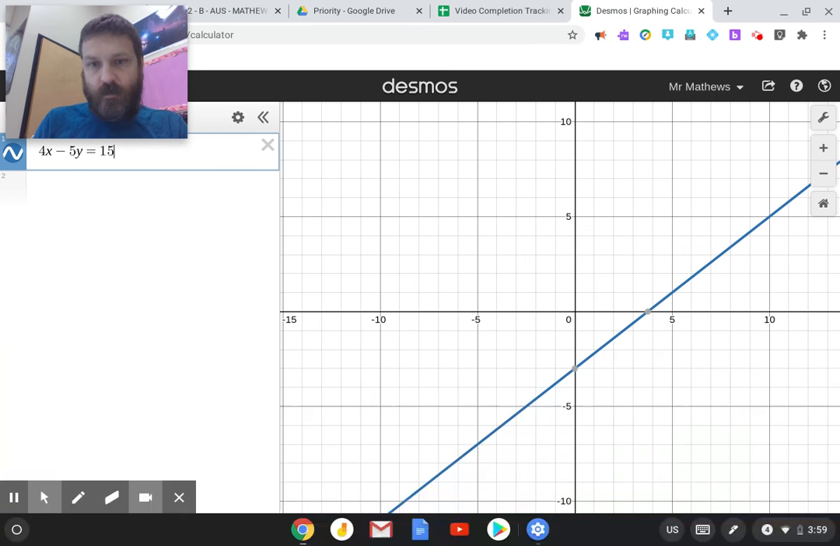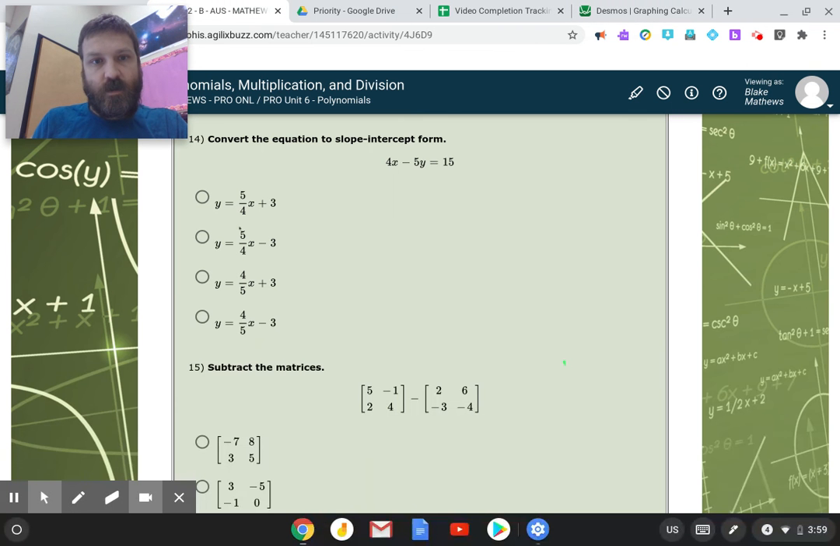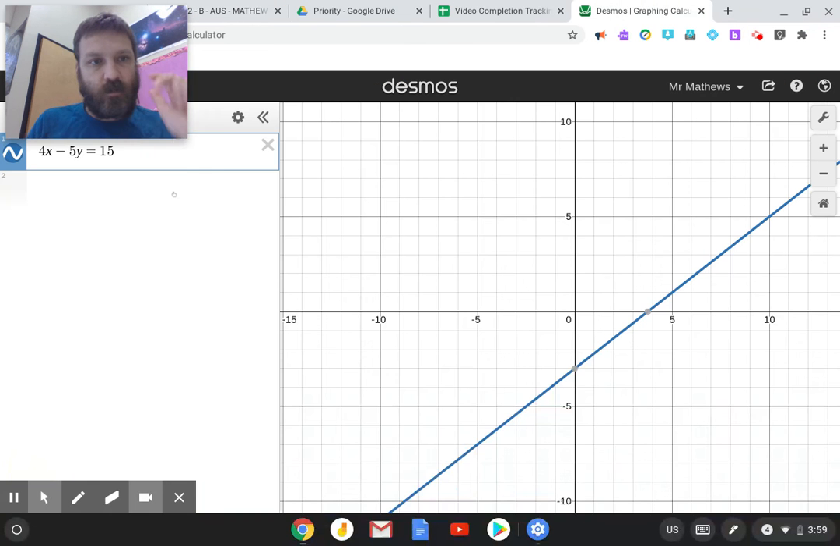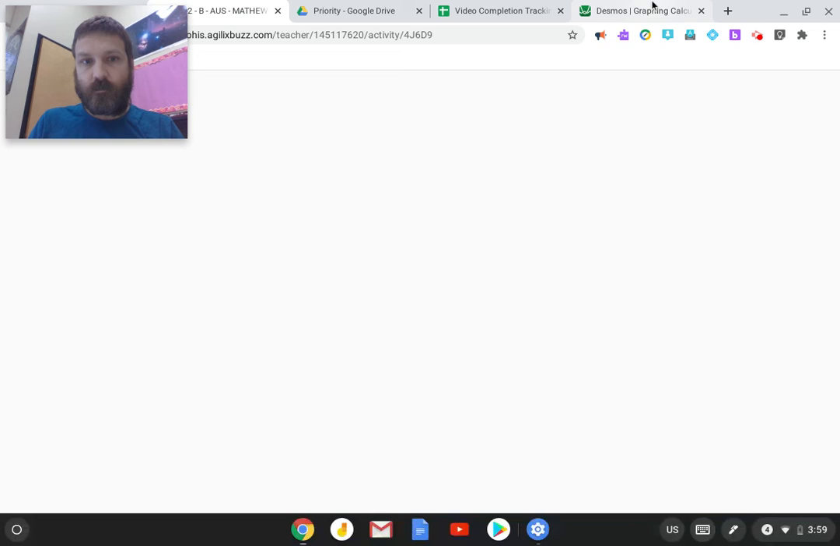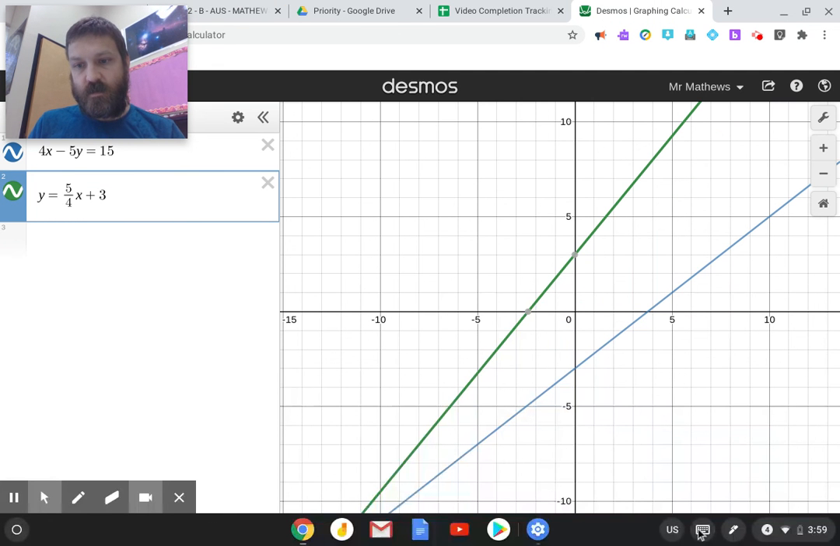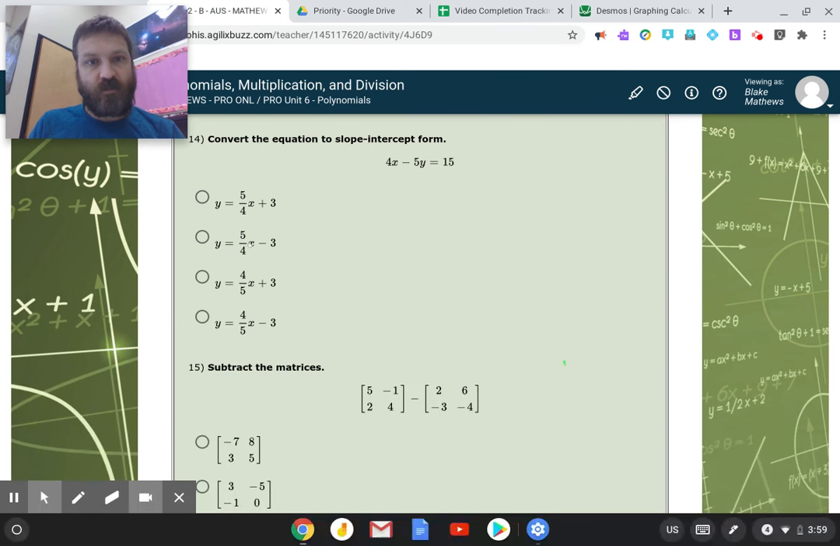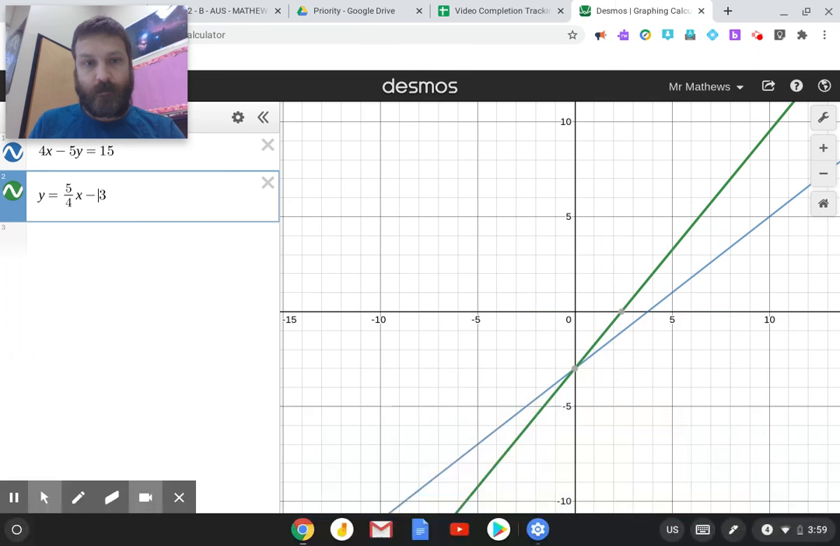Get rid of this keyboard. There we go. That's the line that they gave us right there. And then we would just go through finding which one of these matched that. So I could type each of these into another graph and see which one matches. So y equals 5/4 x plus 3. Okay, so pretty clear that is not the correct graph. So we go back and we look at the next one. That one says 5/4 x minus 3. Okay, so let's change this to minus 3. And no, that's not it either.